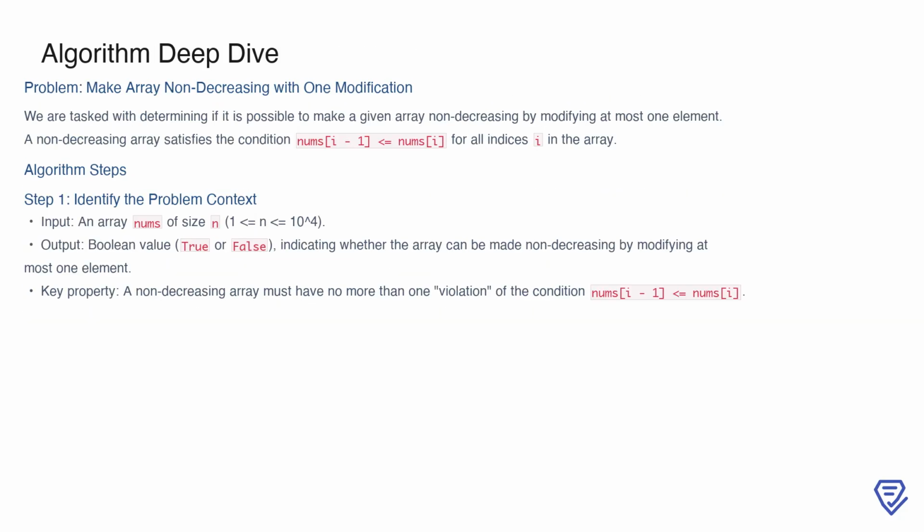In this problem, we need to determine if a given array can be made non-decreasing by modifying at most one element. A non-decreasing array means that for every pair of consecutive elements, the earlier element is less than or equal to the later one. Our task is to return a Boolean value, either true or false, depending on whether this condition can be achieved with only one modification. The key observation here is that the array should have no more than one violation of the non-decreasing condition. If we encounter more than one such violation, modifying just one element will never be sufficient to fix the array.